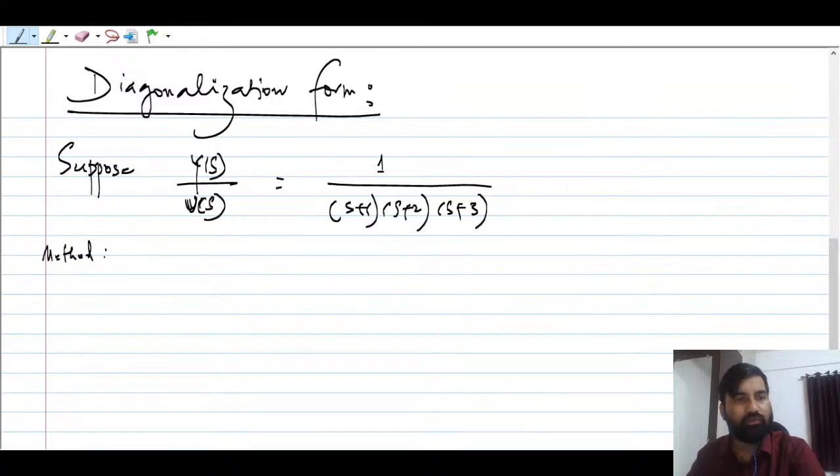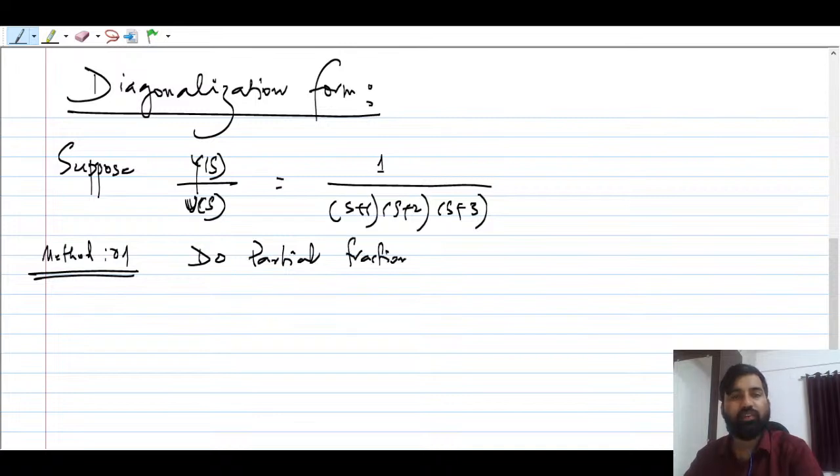Method 1, to write in diagonalization form. First of all, what you have to do is go for partial fraction expansion. आपको क्या करना है? First of all, you have to go for partial fraction expansion. So do partial fraction expansion.